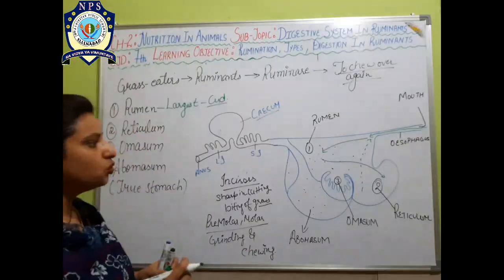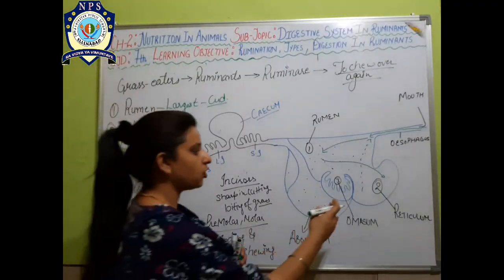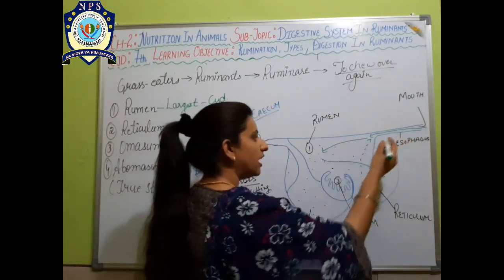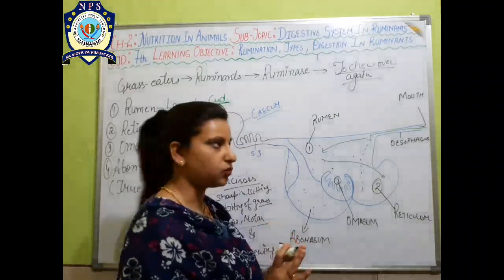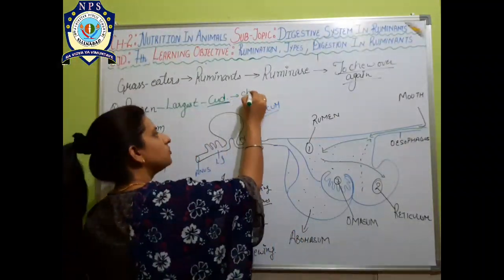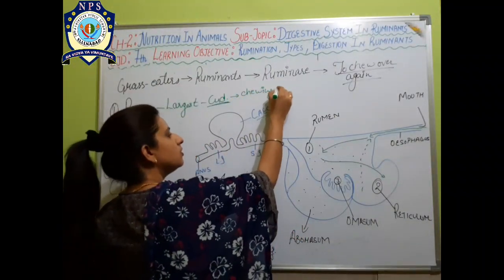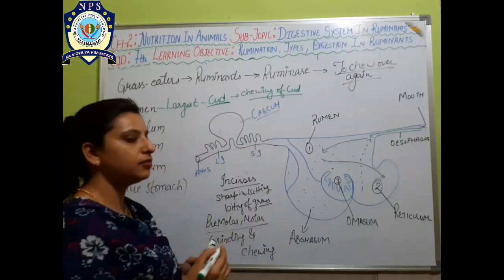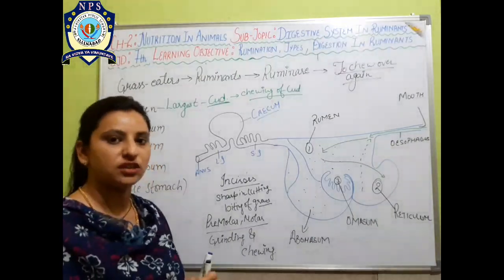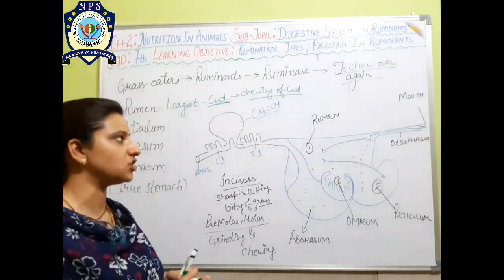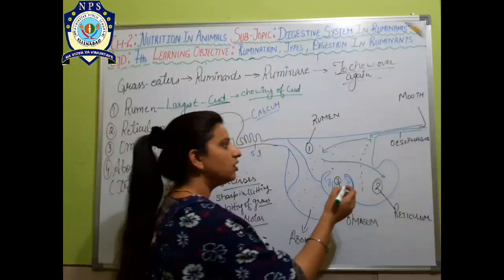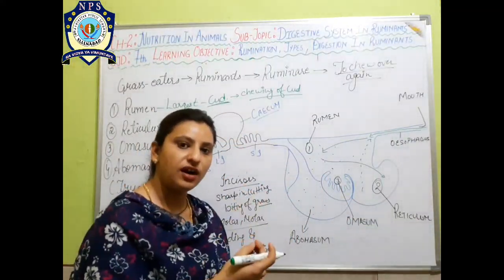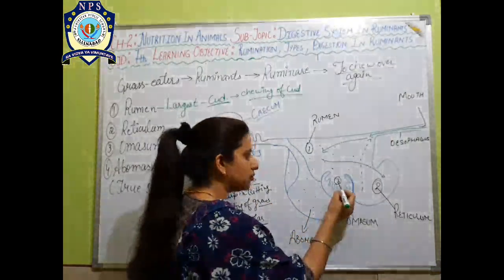Now that food which goes from the reticulum as cud into the mouth, the chewing of cud will take place. What happened? Chewing of cud will take place, and this chewing of cud means rumination. Okay. Now the food, after the chewing and mixing up with the saliva, comes back into the third chamber.